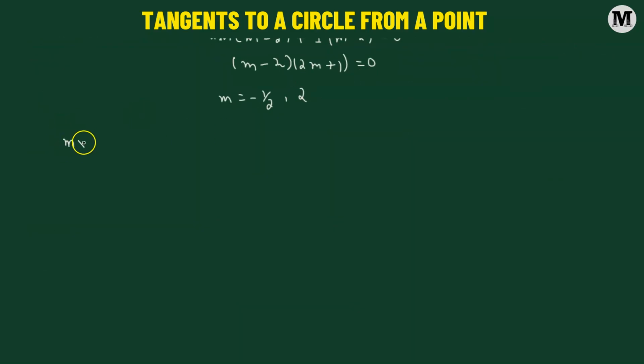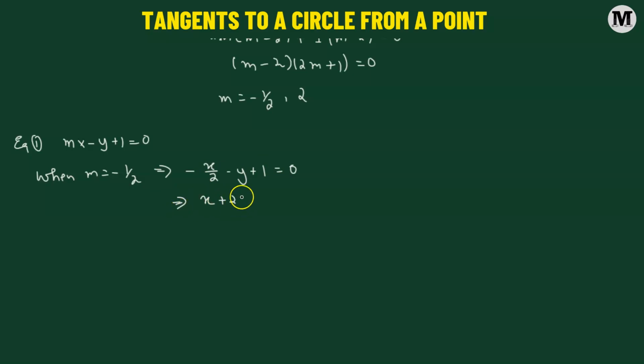Now we use the equation of the tangent, mx minus y plus 1 equals 0, that was obtained in equation number 1, which is the equation of the tangent line. Let's substitute the value of m with negative half. Now we get negative x over 2 minus y plus 1 equals 0. Let's multiply through by negative 2. We get positive x plus 2y minus 2 equals 0.